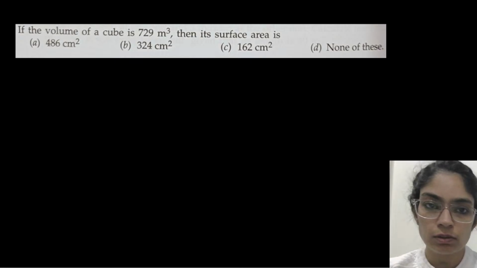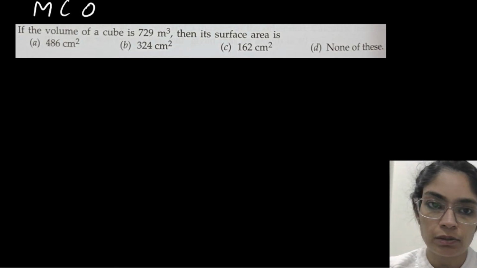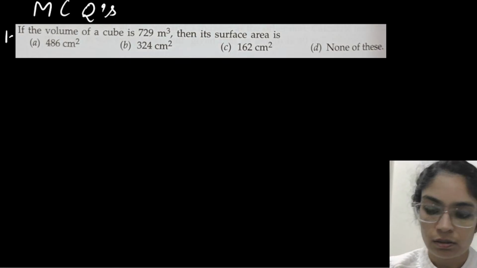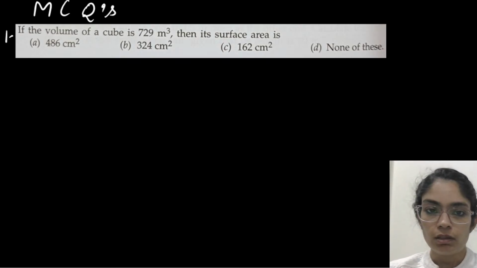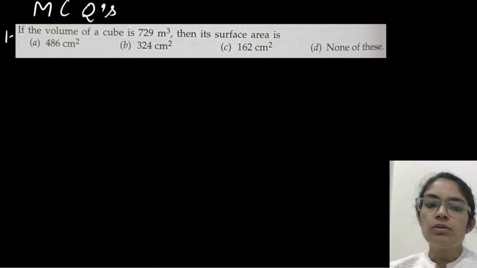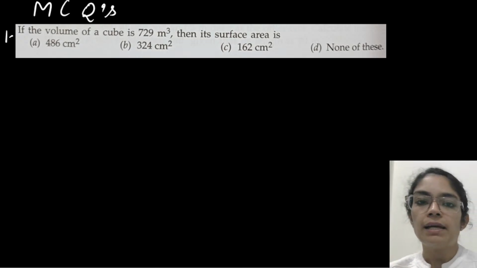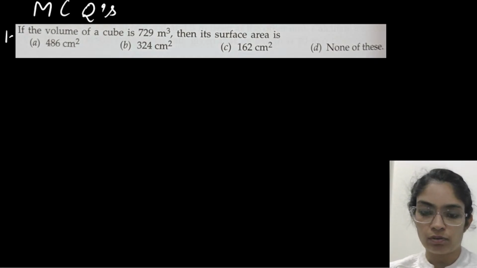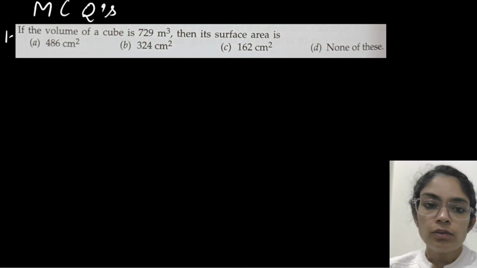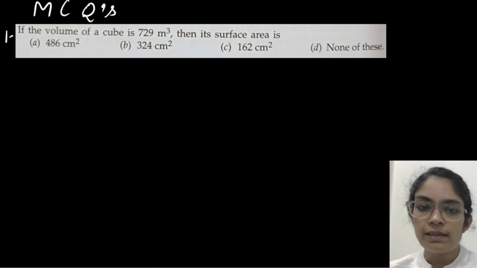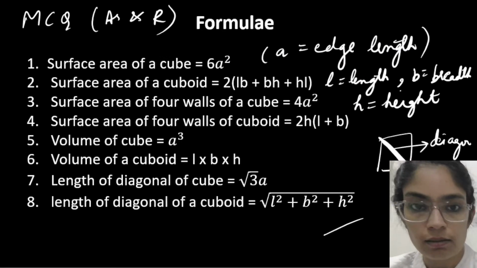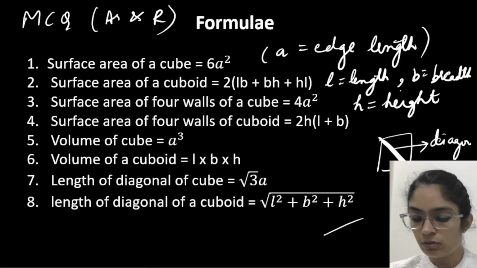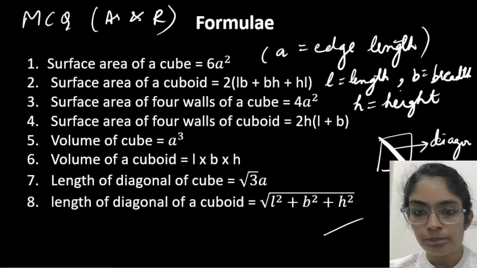You can solve the questions along with me. I'm going to start from MCQs. In MCQs, if somewhere it is possible to apply a shortcut, we can do so. We don't have to do the full working out of MCQs. The first one: the volume of a cube is 729. From the previous slide, you can take a screenshot of the formulas.